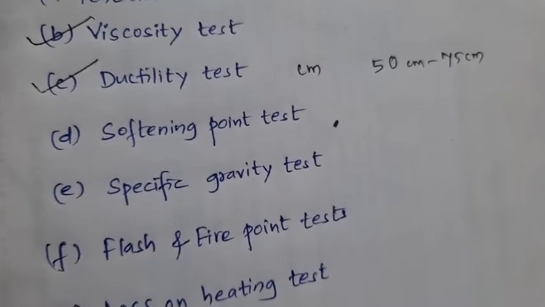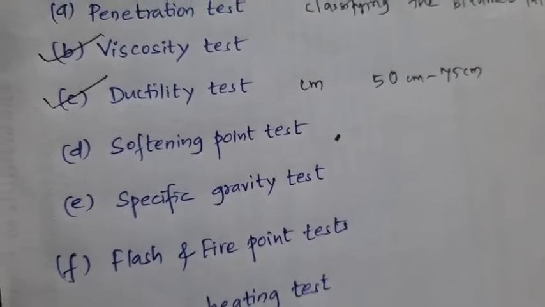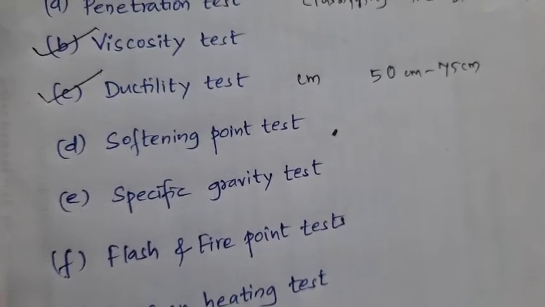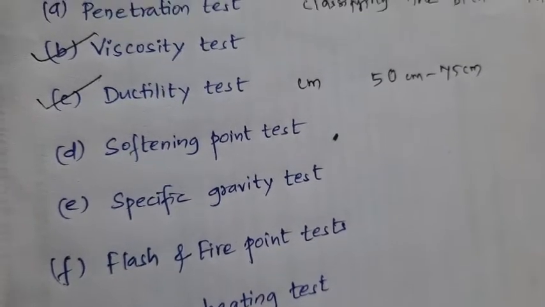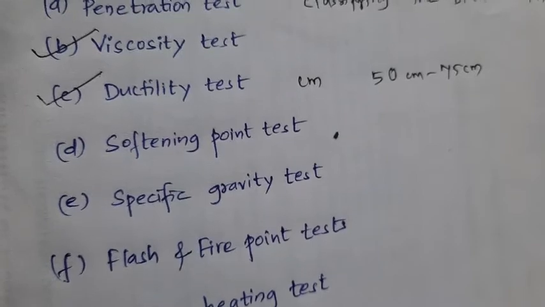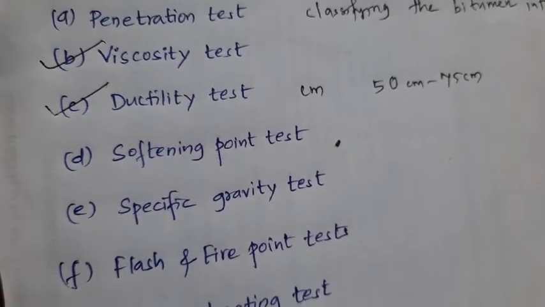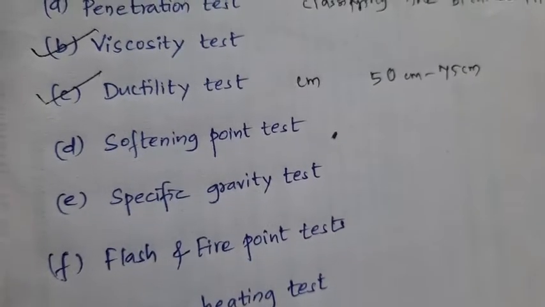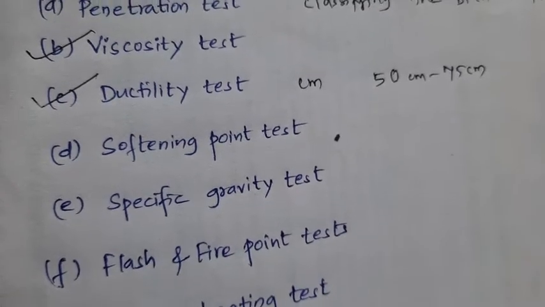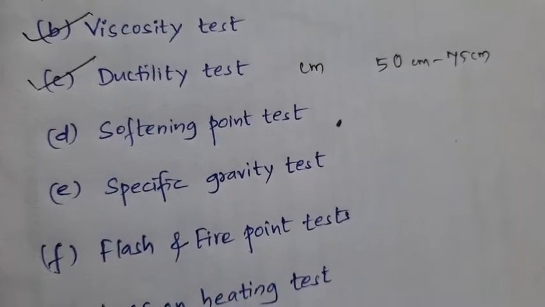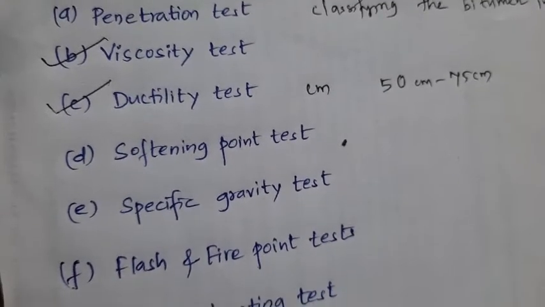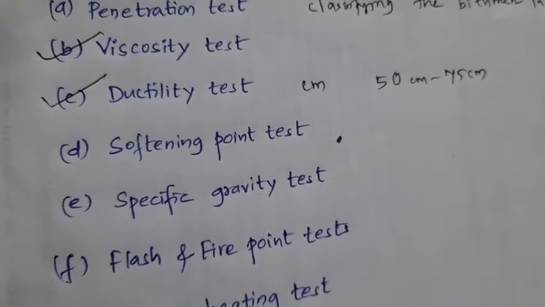Even though you have a good penetration value and VG, it doesn't mean that it will pass the ductility test. Even if you have a good grade of bitumen or penetration value, you have to go for the ductility test, which is mandatory. You have to get that value between 50 centimeters and 75 centimeters, depending upon the class of work.